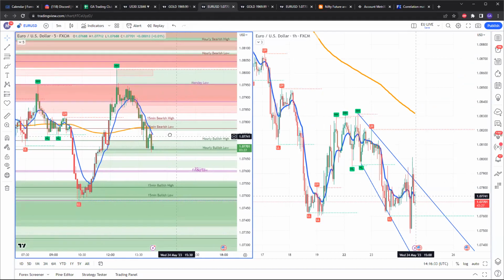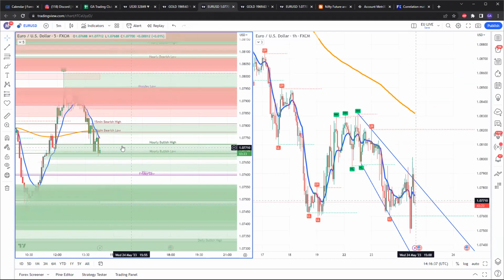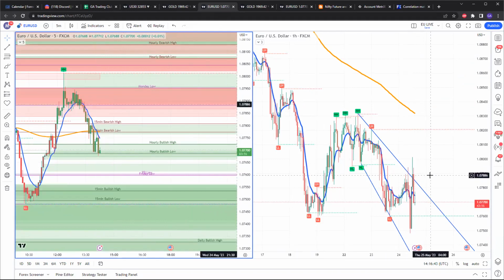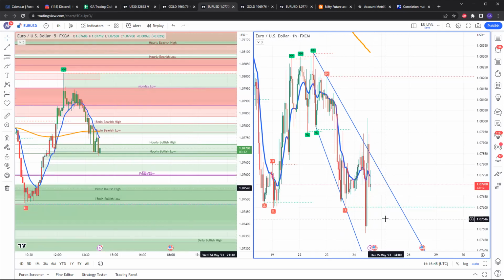So I also look at what else is around me. Hourly bullish low, hourly bullish high. We are in supply zones. Up there, we do have this 15-minute bearish high. And then right here, if I look on the hourly, we are stuck in these two static trend lines.